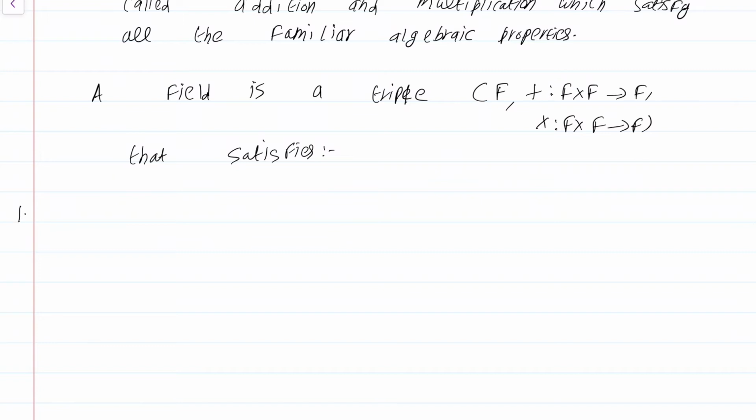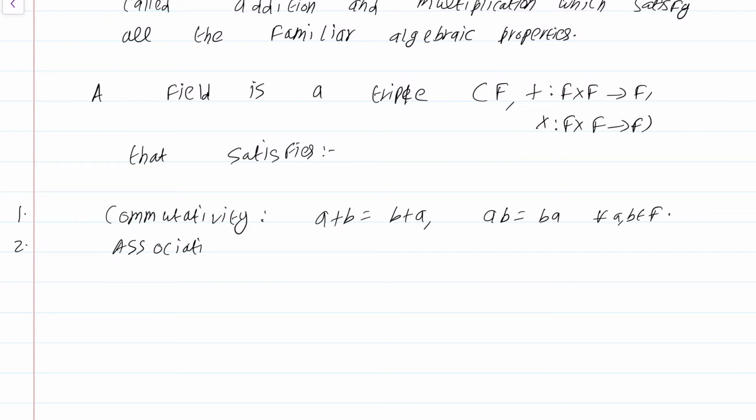1. Commutativity. Commutativity, the first property, that is a plus b is b plus a and ab is ba for all a, b in F. This is the first property. Second is associativity. Associativity. (a plus b) plus c is a plus (b plus c), and similarly (ab)c is a(bc). Note that for the multiplication I am dropping the times symbol, just as usual we do when we deal with multiplication in the real world. Nobody bothers writing the symbol for multiplication. It's understood. So this is true for all a, b, c in F.